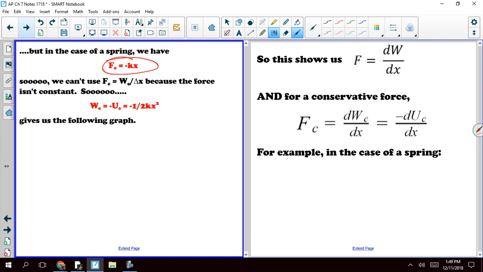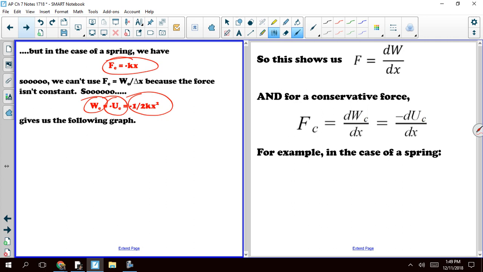So if I wanted to make a graph of, what was I taking the derivative of before? Work with respect to x, right? So the work done by a spring is equal to the opposite of the elastic potential energy, which is negative 1/2 kx squared, right?